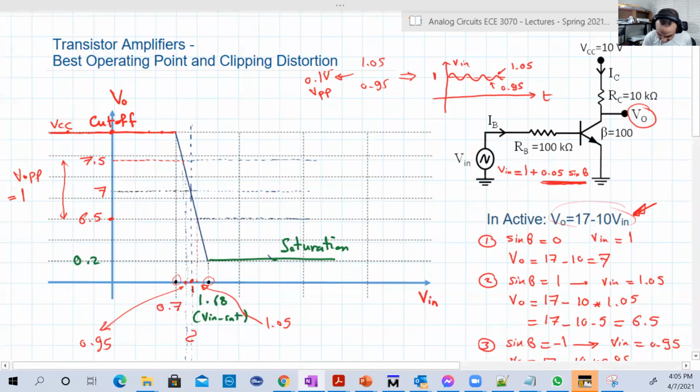So basically the output will be, remember, this is the corresponding output when the input is equal to 1. This is our 0 now. We can consider it like this. And this is the output when the input is 1.05. And this is the output when the input is basically minimum 0.95. So this is going to give us something like this.